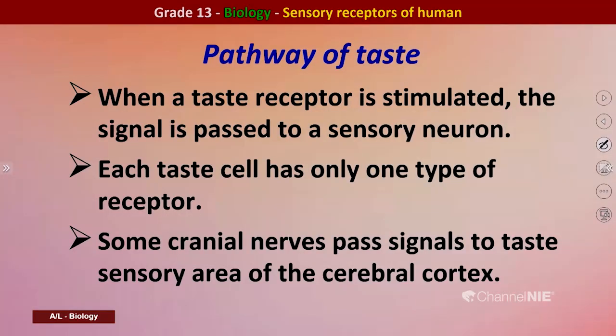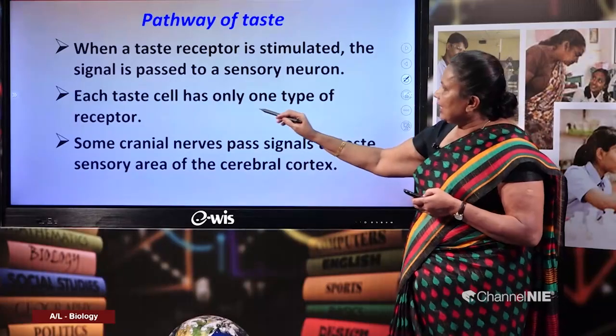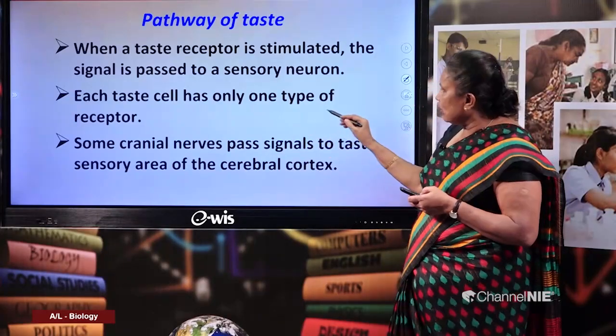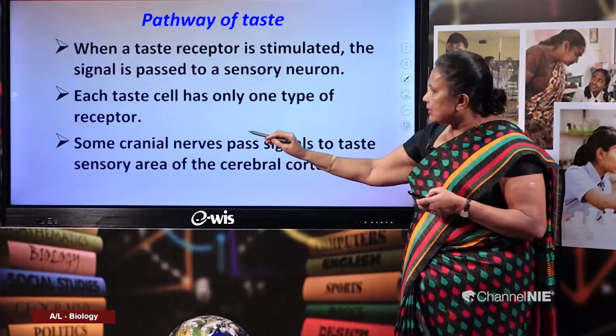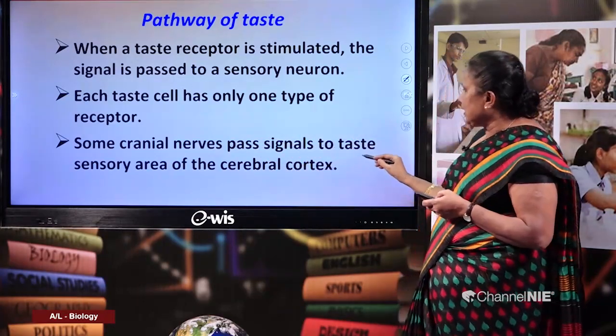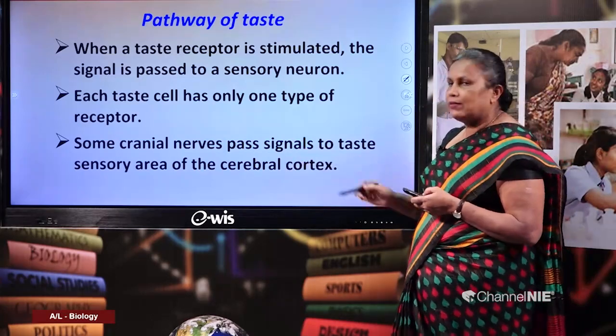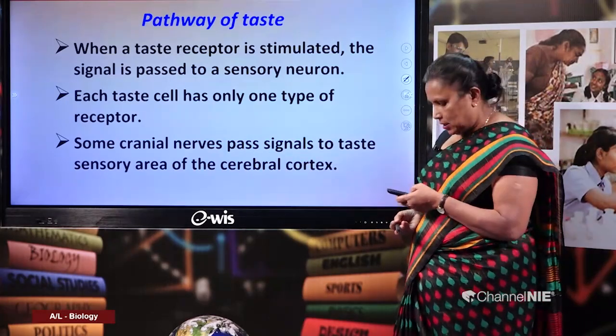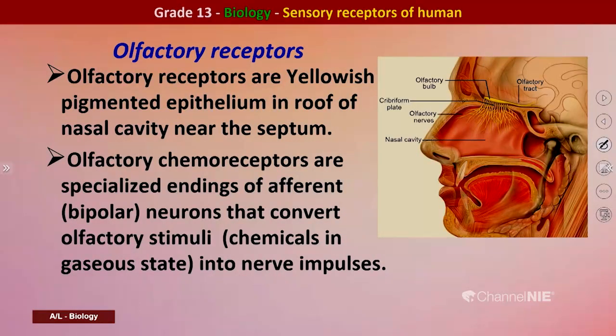Pathway of taste. When a taste receptor is stimulated, the signal is passed to the sensory neuron. So, you have seen the sensory cells are connected with the sensory neurons. Each taste cell has only one type of receptor. Some cranial nerves pass the signal to the taste sensory area of the cerebral cortex. Then we move to the olfactory receptors.